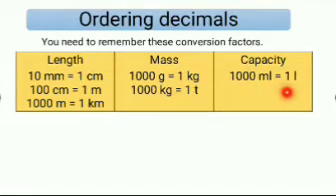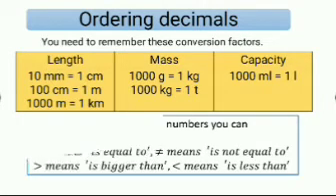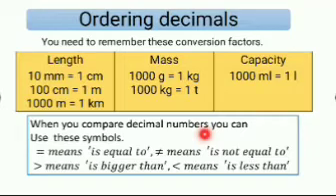For capacity, 1,000 milliliters is equal to 1 liter. Also, when you compare decimal numbers, you can use these symbols: equal to, not equal to, greater than, and less than. Once you are given two measurements to compare, they must be in the same unit before you can order them.